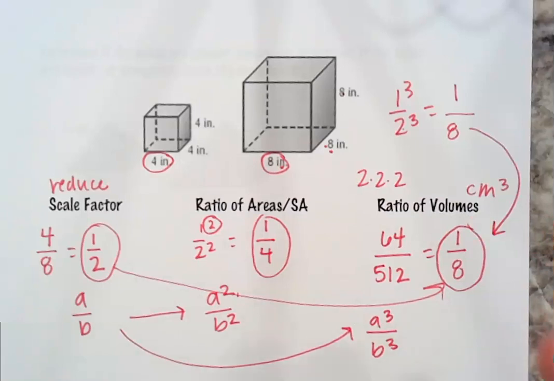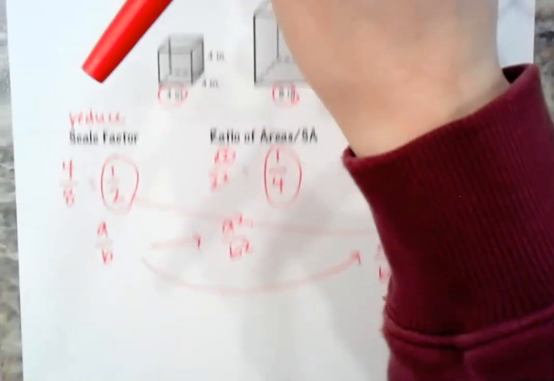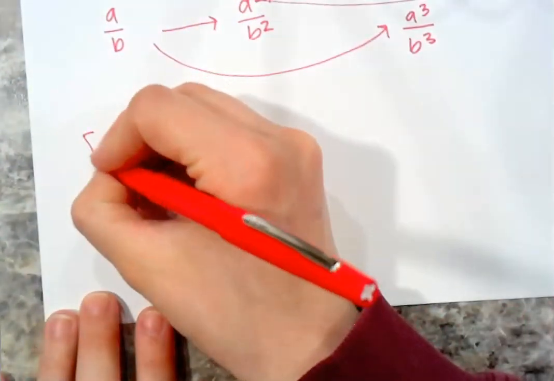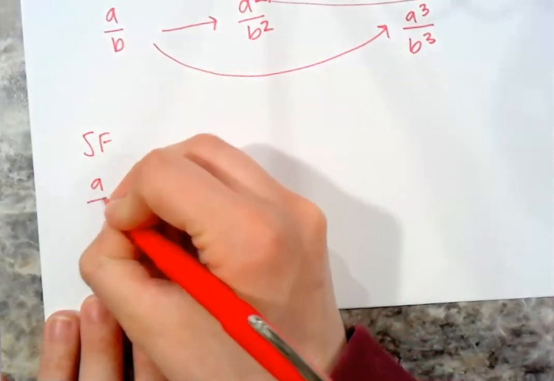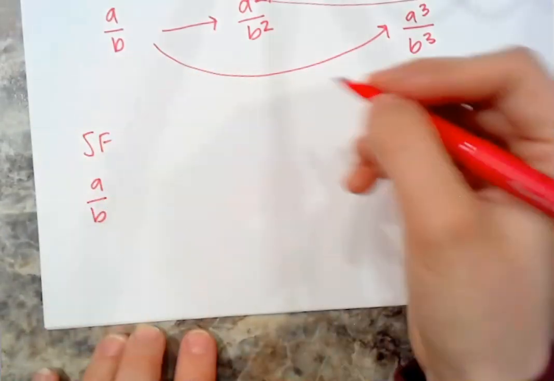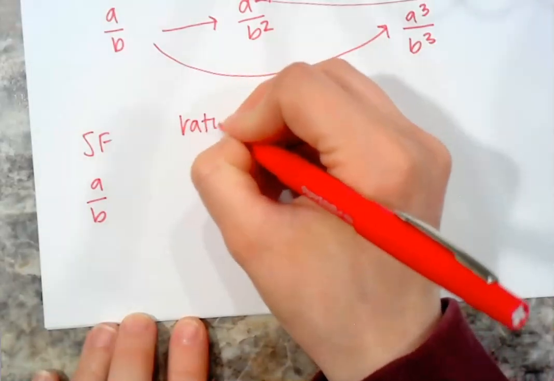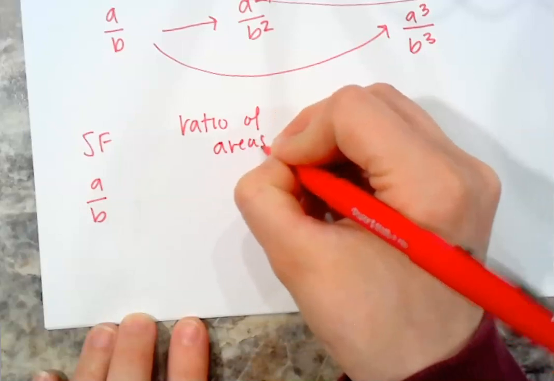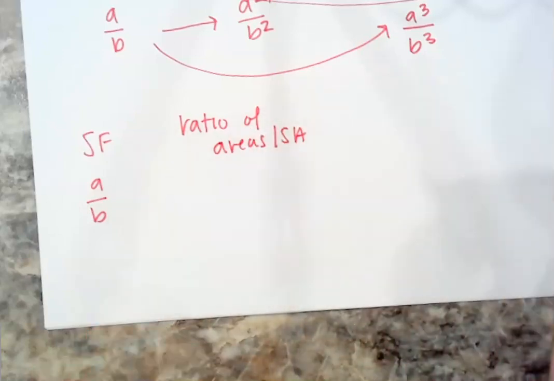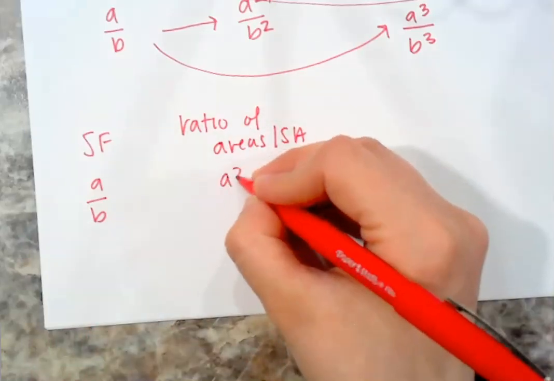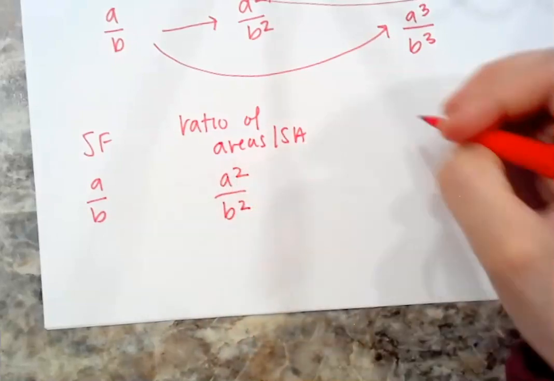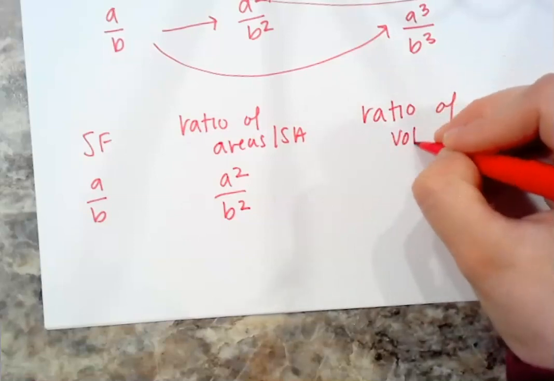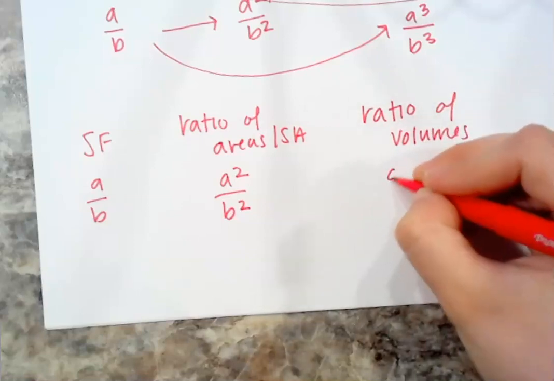But if you were to take anything away, let's go down here, and this is what I want you to write down. Your scale factor is A to B. Your ratio of areas or surface areas, depending on what you're given, would be A squared to B squared. And then the ratio of volumes is A cubed to B cubed.